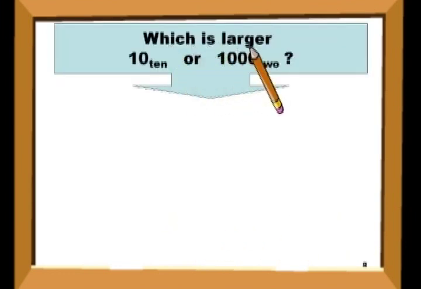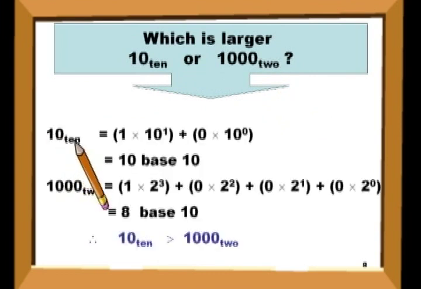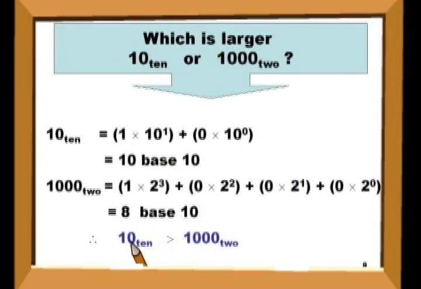the base 10. Which is the larger, 1, 0 base 10 or 1, 0, 0, 0 base 2? Now 1, 0 base 10 is equal to 1 by 10 to the first plus 0 by 10 to the 0. And that is equal to 10 in the base 10. 1, 0, 0, 0 base 2 is equal to 1 by 2 to the third power plus 0 by 2 to the second power plus 0 by 2 to the 1 power plus 0 by 2 to the 0 power. And that is equal to 8 in the base 10. Therefore, 1, 0 base 10 or 10 in the base 10 is greater than 1000 in the base 2.